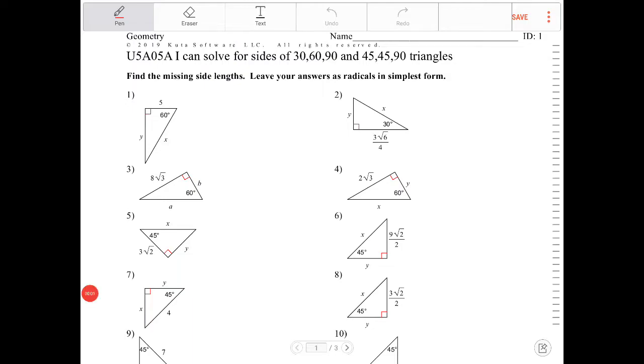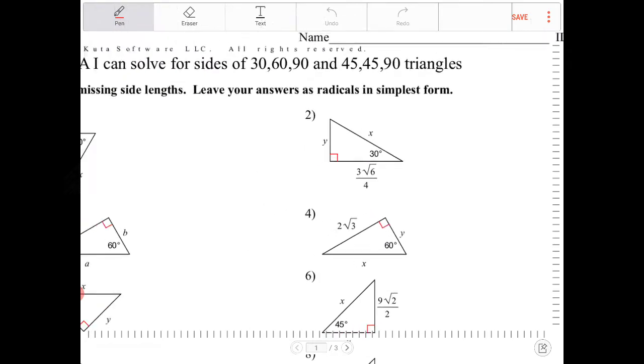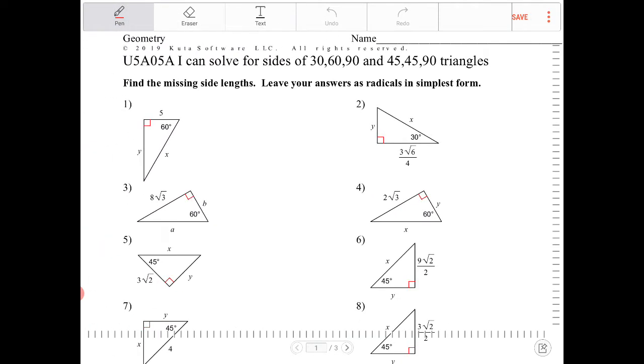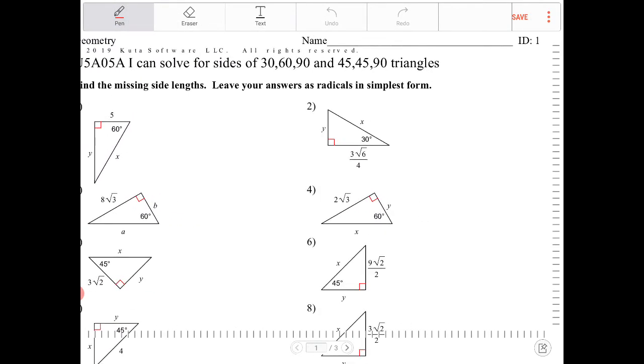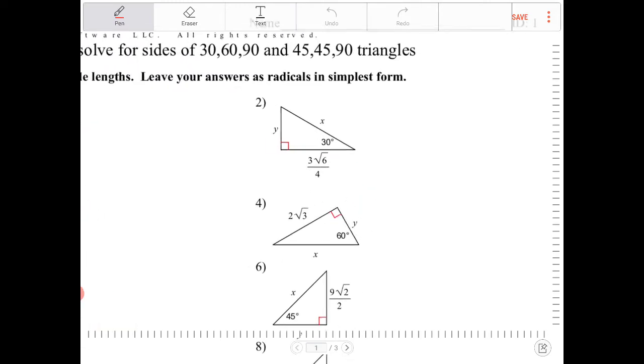Hello students, in this video I will go through exercise U5A05A where I will be applying concepts related to 30, 60, 90 and 45, 45, 90 triangles to solve for sides. I will go through only the even questions because I will be assigning the odd questions out of this assignment. Let's take a look. For the exercise, it says to find the missing side lengths, leave your answers as radicals in simplest form.